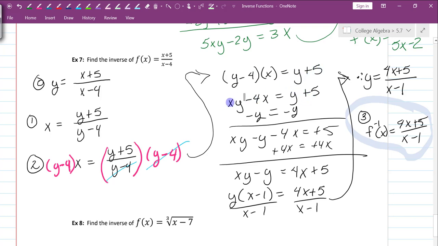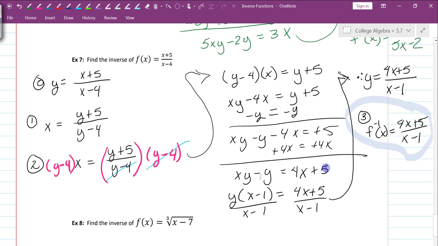And I said, I have a y over here and a y over here. I need them on the same side, so I'm going to bring my y that's on the right hand side to the left. And then I add it straight down. So I had xy minus y minus 4x is equal to what I had left on the right hand side, which was 5. And I said, oh, I can move this over to the right. So I added 4x to both sides. So I ended up with xy minus y is equal to 4x plus 5.